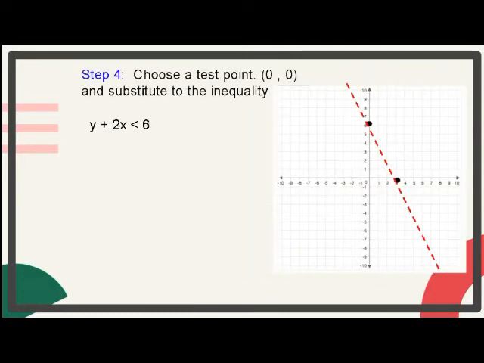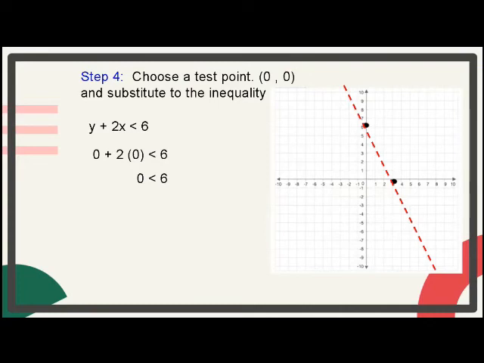Next step, choose a test point. Let us use the origin or the coordinates 0, 0 and substitute to the inequality y plus 2x less than 6. Let us substitute. So, 0 less than 6. Is it true that 0 is less than 6? True.